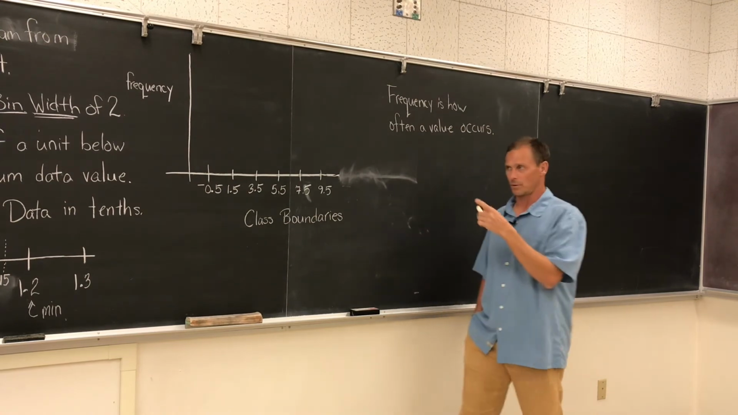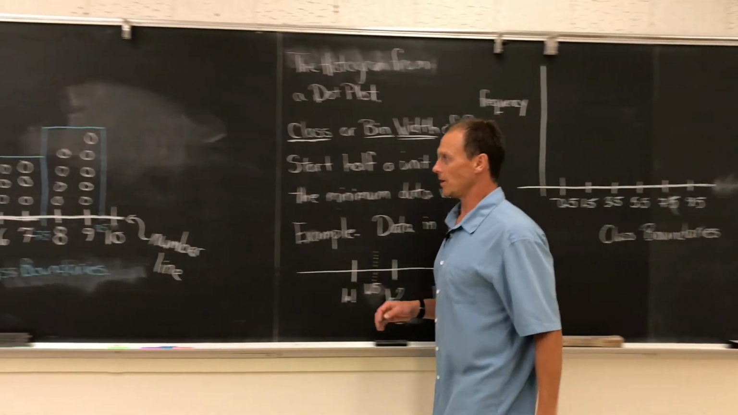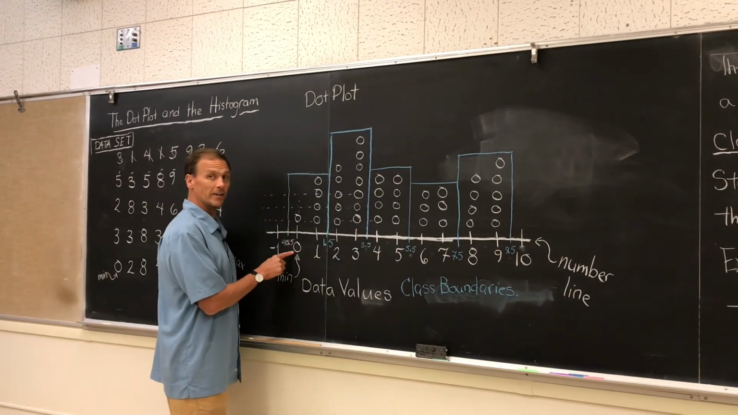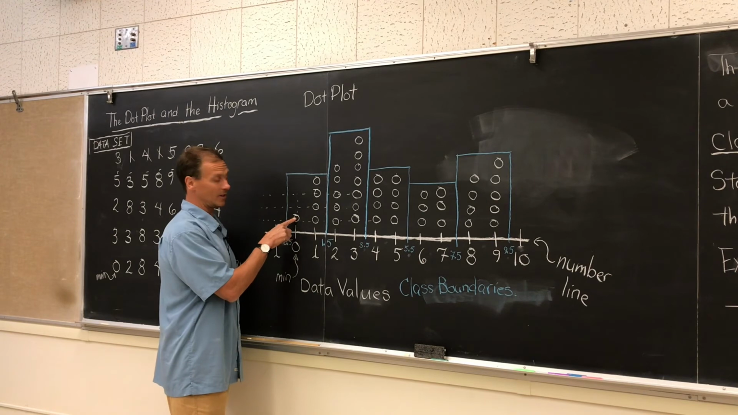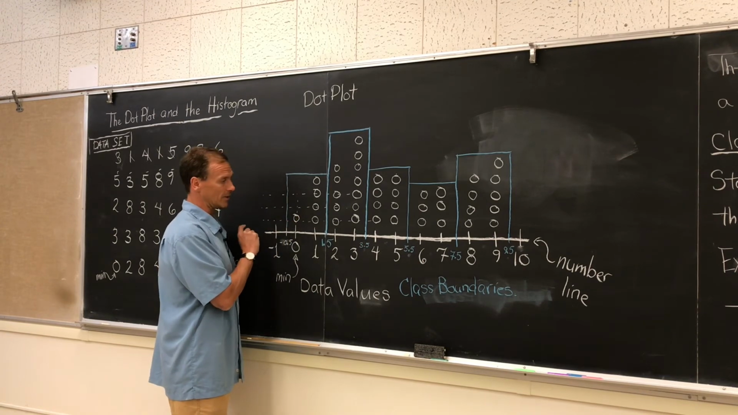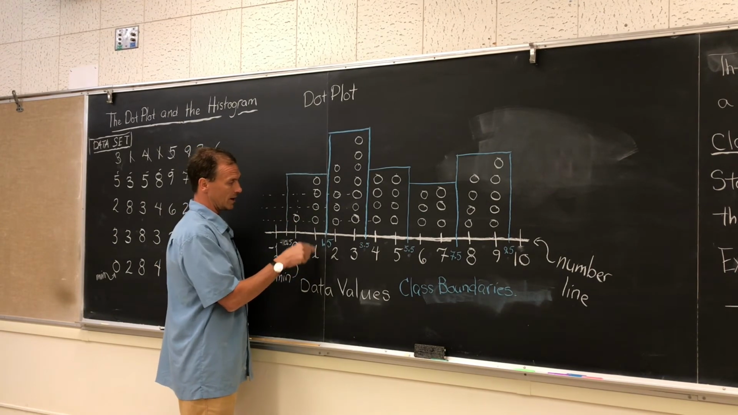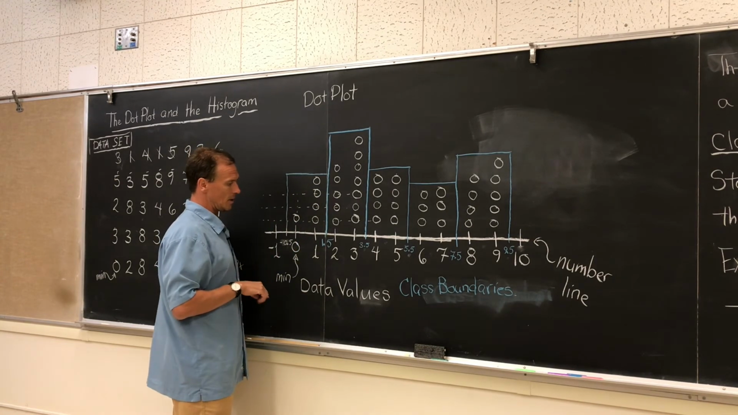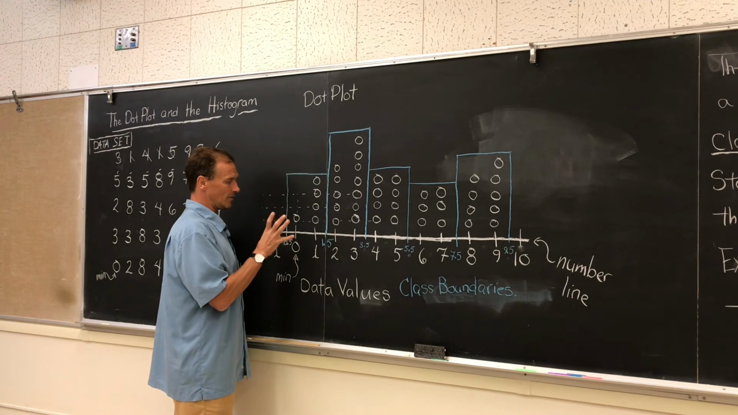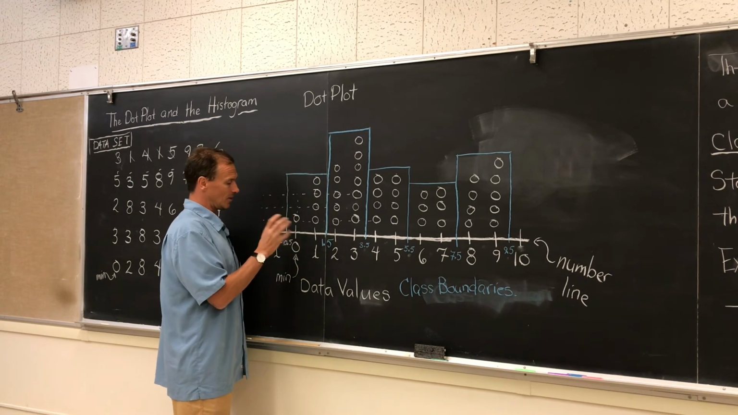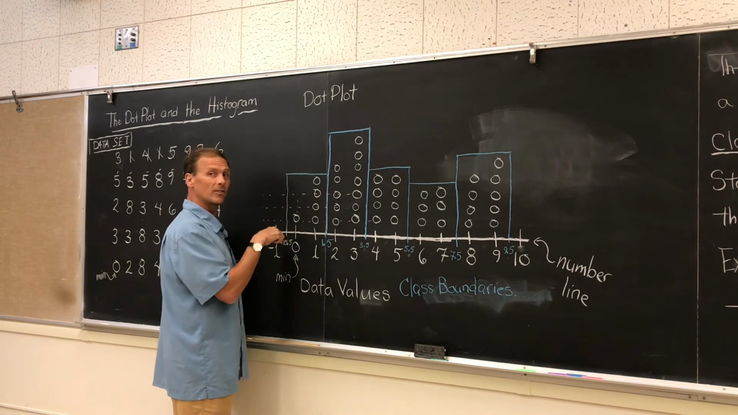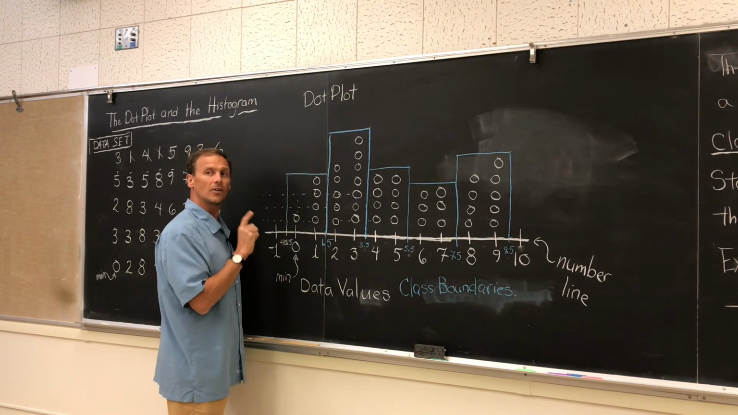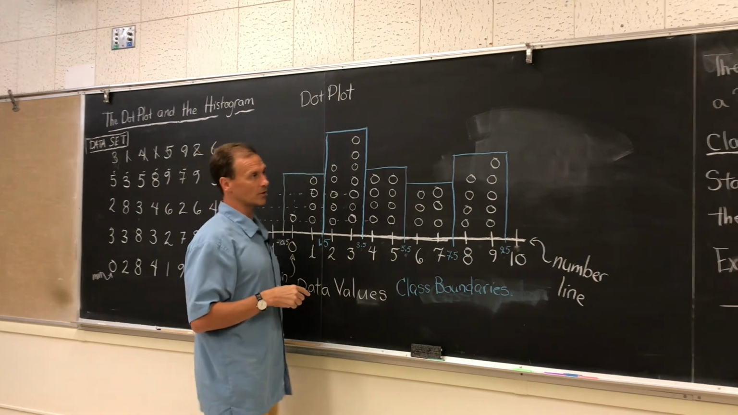Okay, so let's come over to our dot plot. Notice that our dot plot, for example, a data value of 0 has a frequency of 1. There was only one 0 in our set. A data value of 1 occurred 1, 2, 3, 4 times. So that's what the frequency is. But now we're not looking at individual values, we're looking at groups of data. So in this first class, this first bin here, I have 1, 2, 3, 4, 5. So 5 is the frequency of my first class.